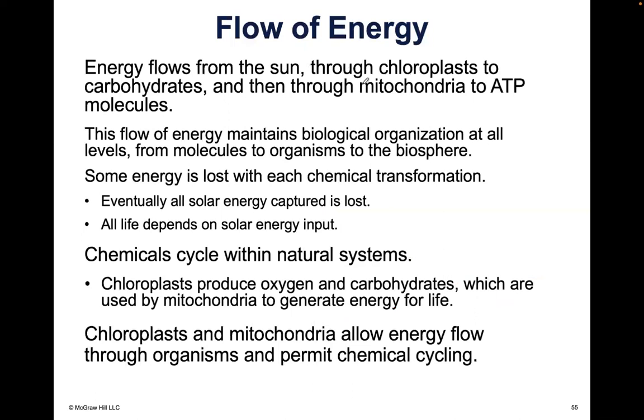What about the flow of energy? Energy flows from the sun through the chloroplast to carbohydrate, and then through the mitochondria to ATP molecules. So this is the flow of energy: sun, chloroplast, carbohydrate, then mitochondria to ATP molecules. This flow of energy maintains biological organization at all levels, from molecules to organisms to the biosphere.